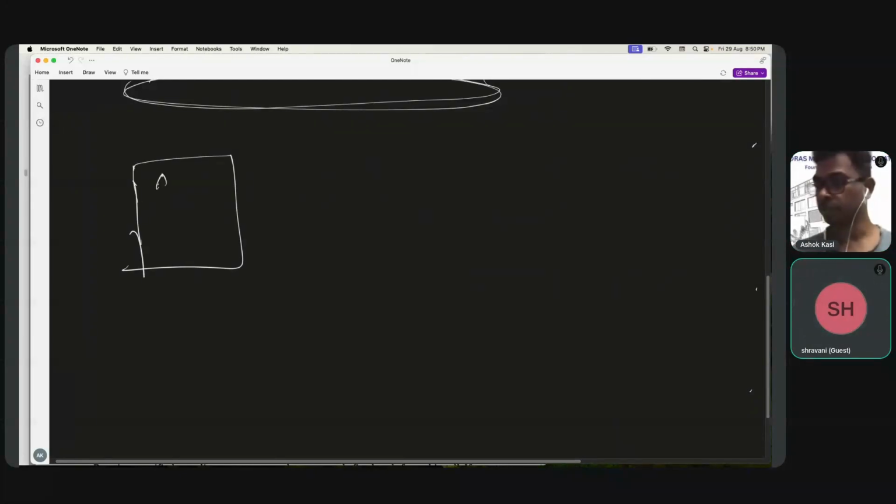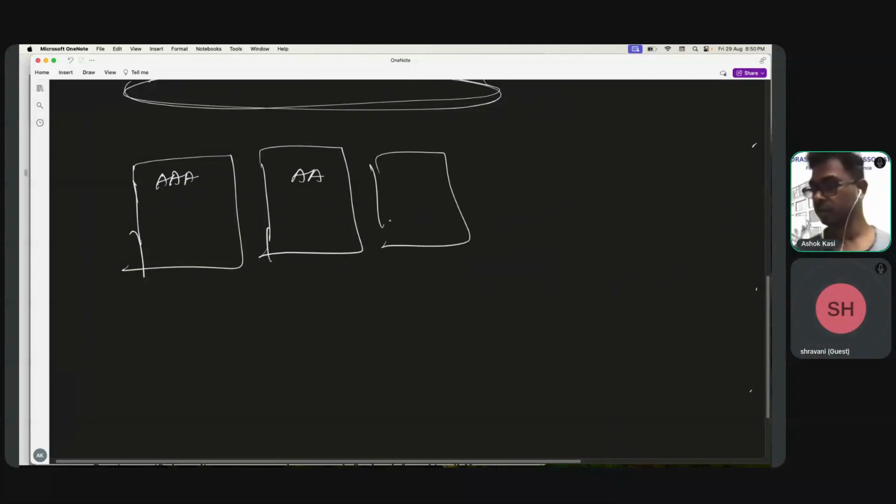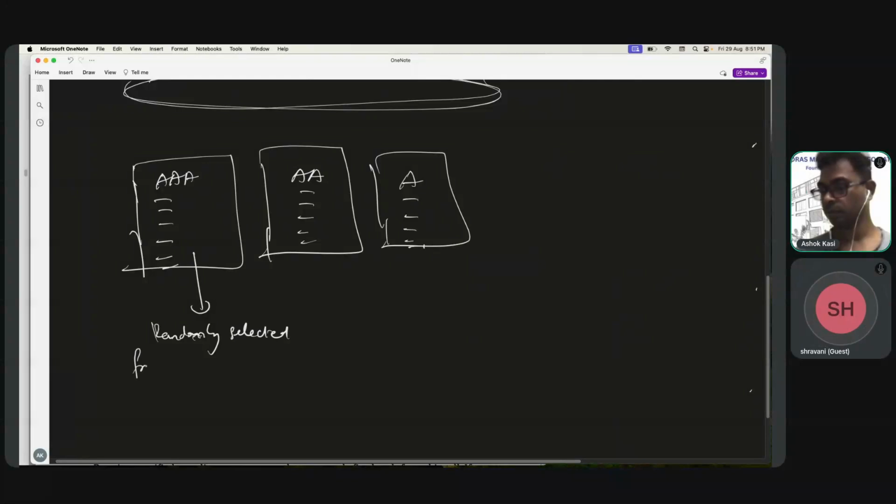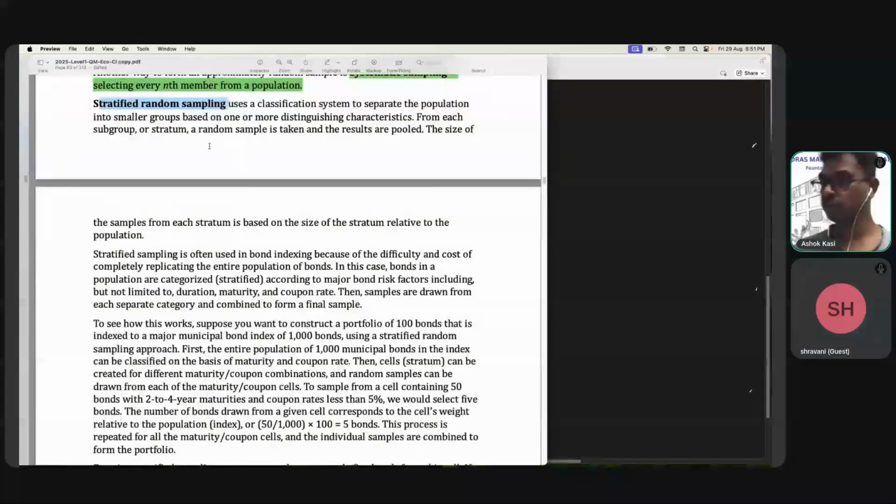This is all triple A rated bond. So you are segregating double A rated bond, single A rated bond. After segregating all, so here there are 10 bonds, 10 bonds, 10 bonds. From here, you are randomly selecting, maybe two bonds, one bond, randomly selected from the strata. Strata means a common group, strata of bond. So this is called stratified random sampling.